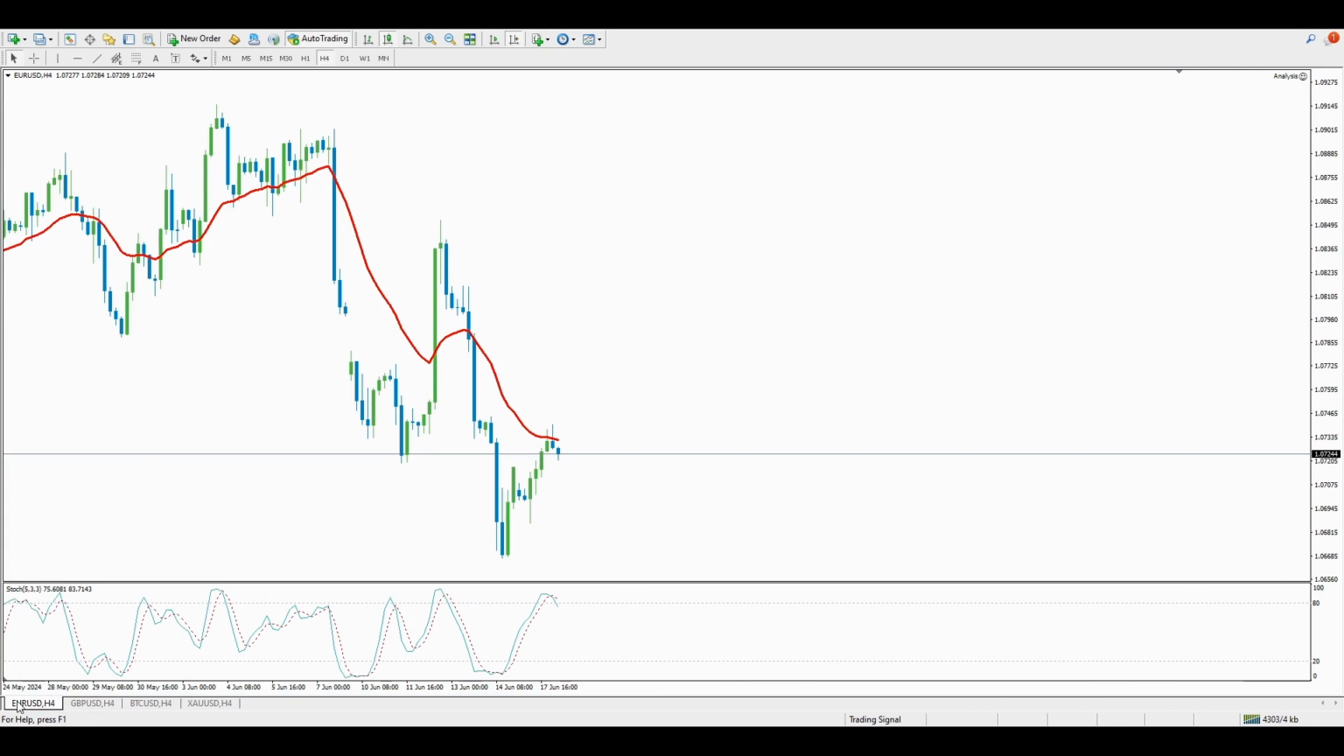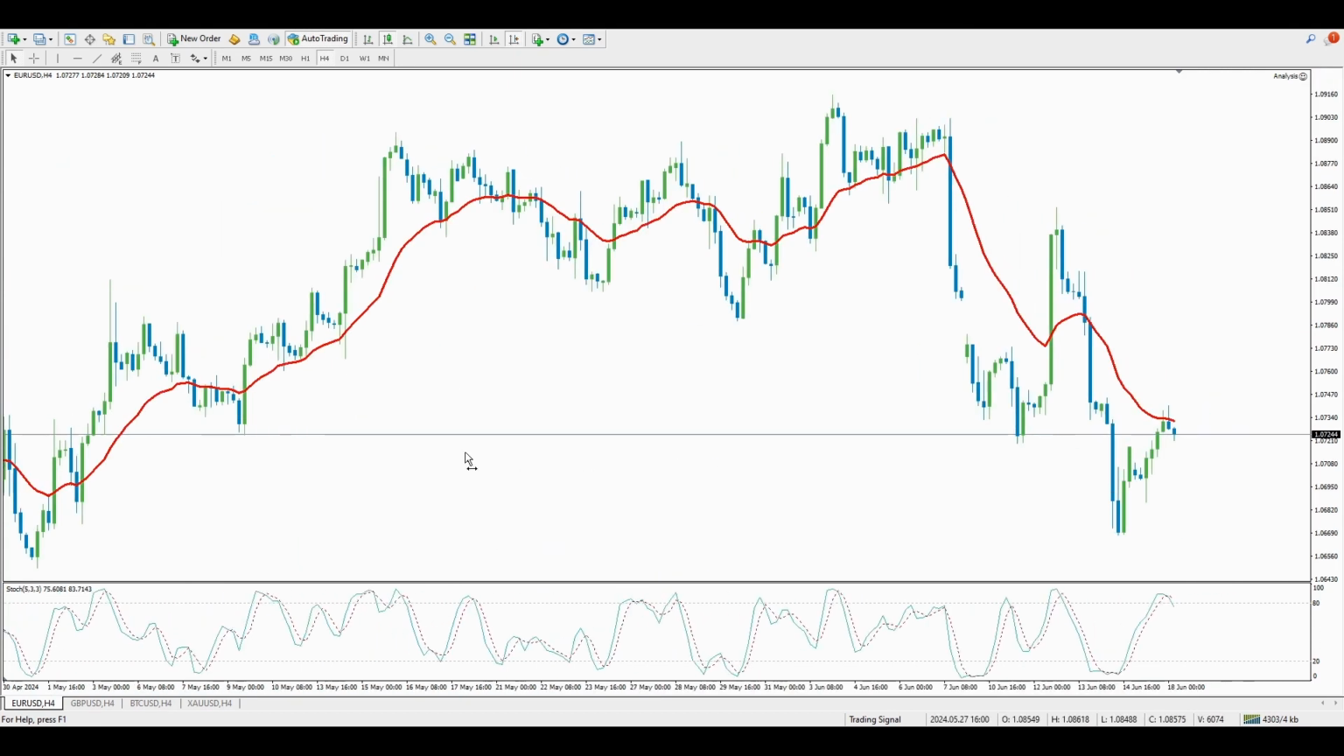Now, let's move to the euro-dollar chart. You can see that the euro-dollar is moving a bit lower from the 20-period moving average, with the stochastic indicator trying to cross lower in the overbought area. Based on this chart, I'm expecting the euro-dollar to move lower and try to reach the support level.